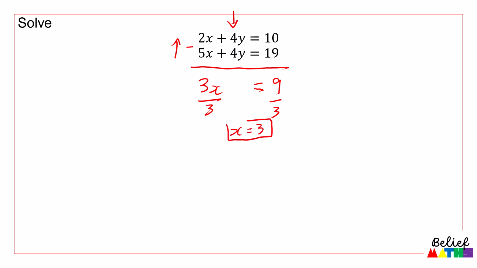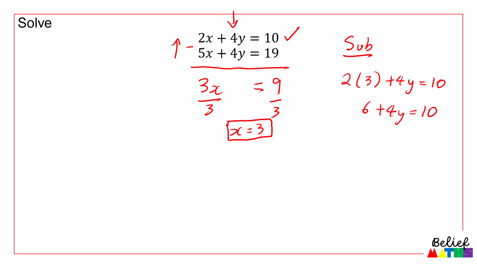Now in simultaneous equations, we're trying to find both our x and our y value. So the second step we're going to do is substitute our x value into one of our two equations. You can pick either equation, but I'm going to pick the first one. So we've got 2 times 3 plus 4y equals 10. And then all we do is solve this equation. So 2 times 3 is 6 plus 4y equals 10. Subtracting 6 from both sides gives me 4y is equal to 4. And then finally dividing both sides by 4 gives me an answer of y equals 1.